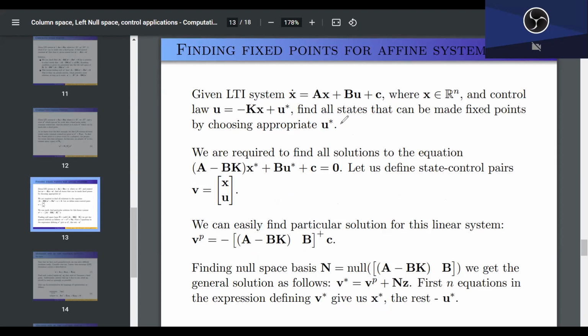Why did you not check if minus c lies in the column space of... Yes, that's great. Indeed, if we want to check that at least one solution exists, we needed to check if c lies in the column space of this matrix. How do we check that? If we can see if its projection on the left null space equals 0, then... Exactly.